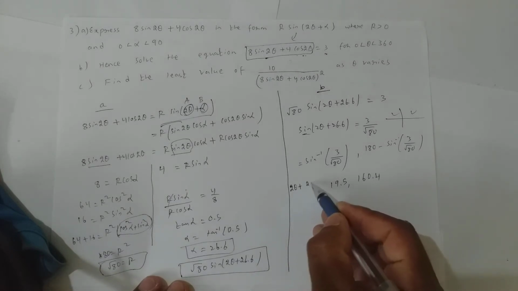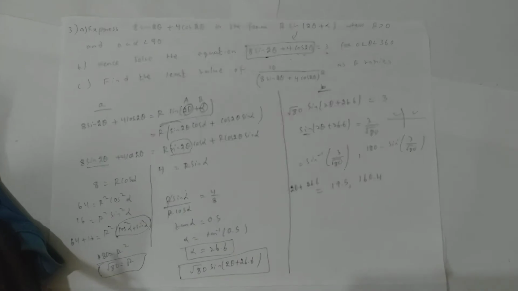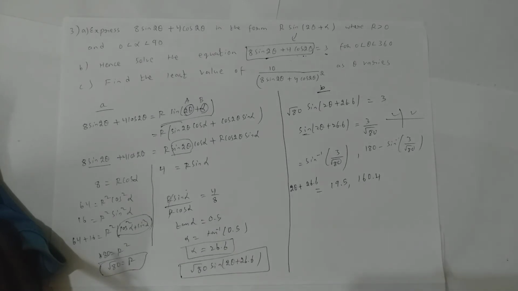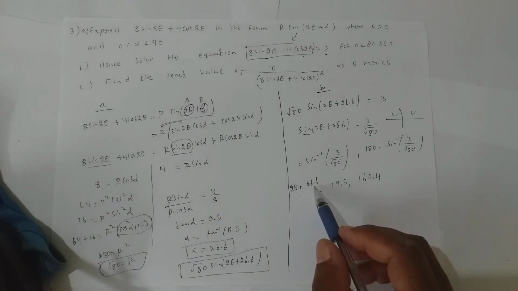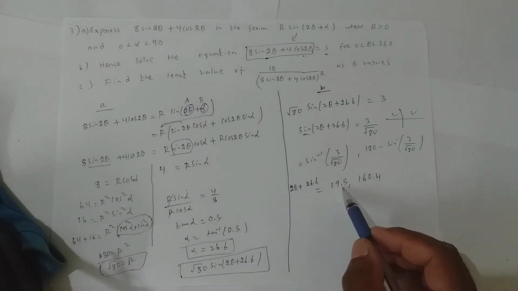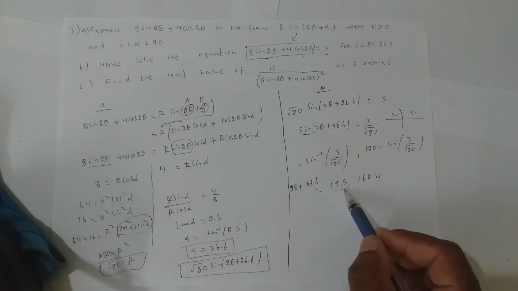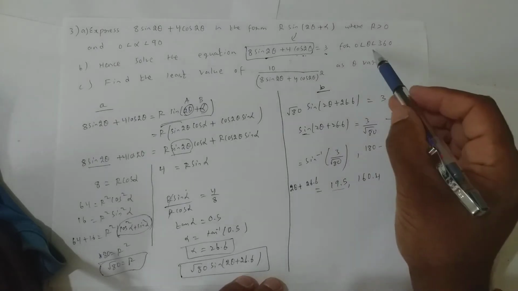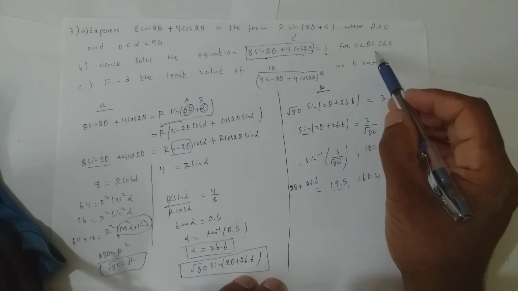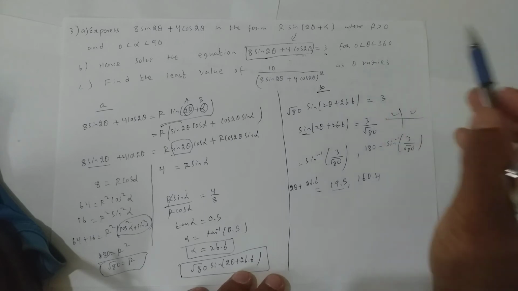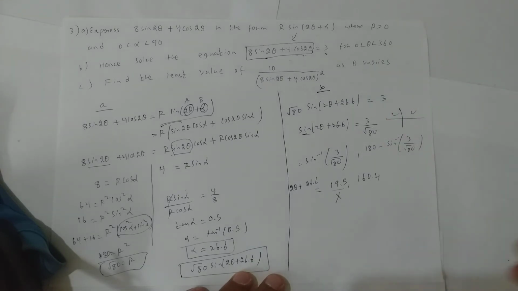On the other side you have 2 theta plus 26.6. Now here is the catch. If I send 26.6 to the other side, I get an answer in negative for this, 19.5. And that negative is not there in the given range. So I am not supposed to get a negative value. So this value automatically I rejected.